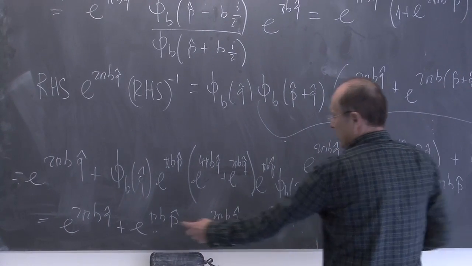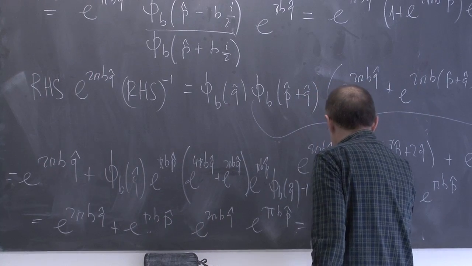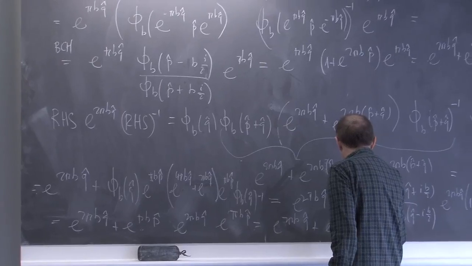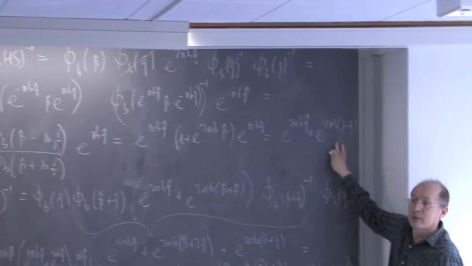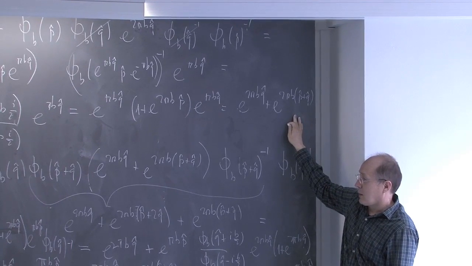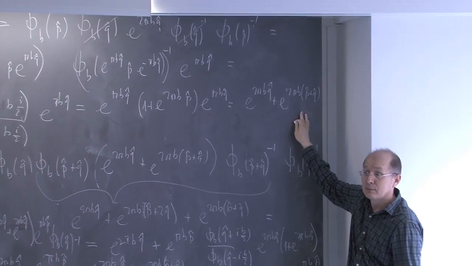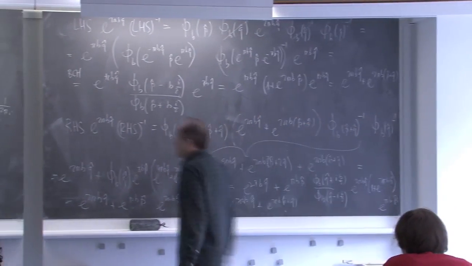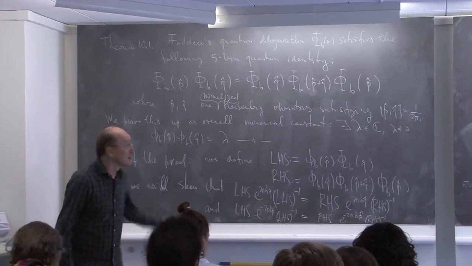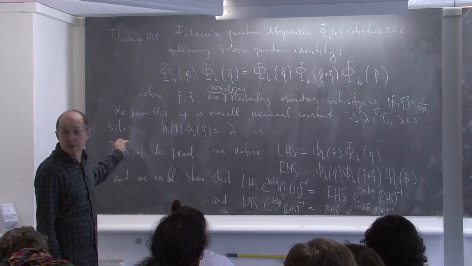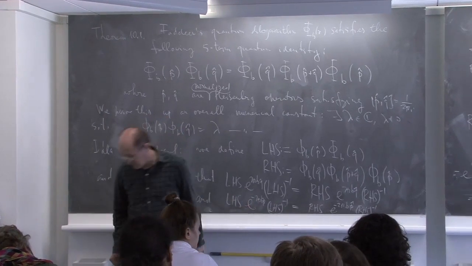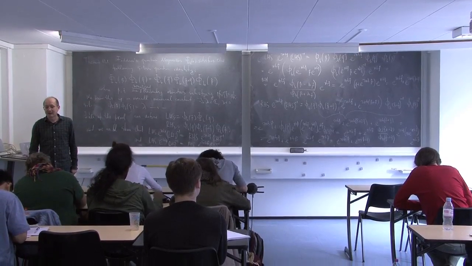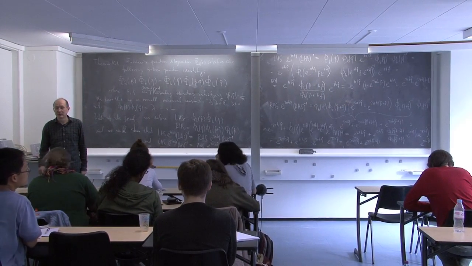And it remains just to bring everything together symmetrically. We end up with e^(2 pi b q hat) plus e^(2 pi b (p hat plus q hat)), which is exactly the same expression as we obtained from the conjugation by the left hand side. So half of the theorem is proven. And a similar exercise you will do yourself for the second half with this operator. Okay, so if you have questions, please ask. And we will continue next time, next week.